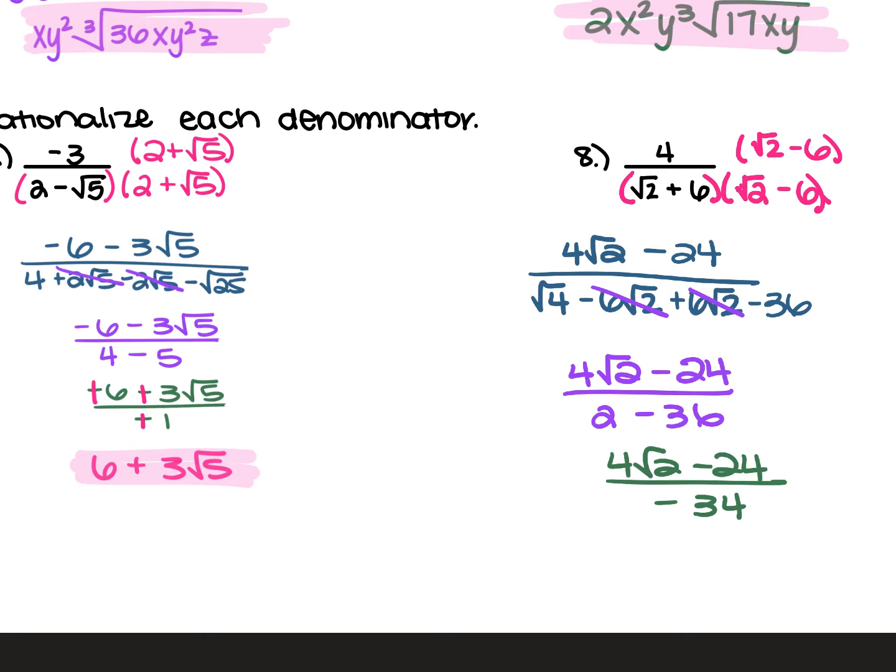You also have a negative on the denominator, so turn it into a positive and change the sign on everything. So that 34 is going to divide by 2. That gives you 17. The negative 4 divides by 2. That gives you a negative 2. And then 24 divides by 2. That gives you 12. So that's negative 2 square root 2 plus 12 over 17.